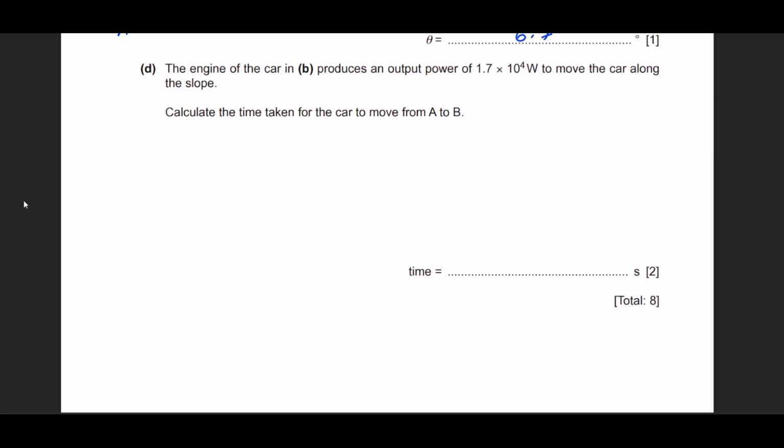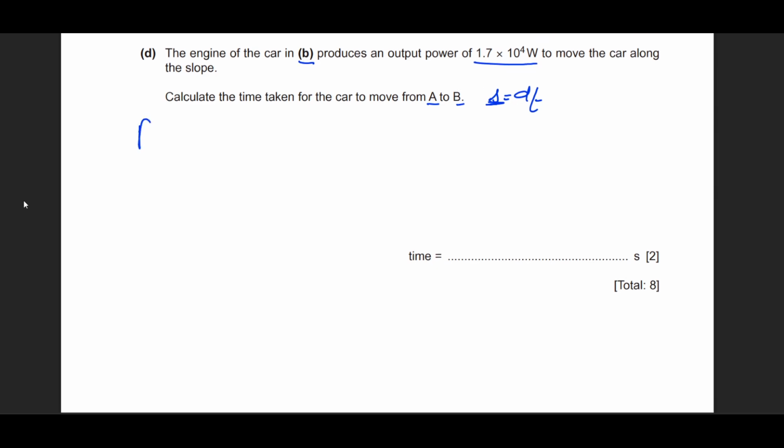Then he says that the engine of the car B produces a power output of this much. Moving the car along, calculate the time taken to move from A to B. To calculate time, we need the formula speed equals distance over time, right? But we need speed over here. So how do we calculate speed from power? Power is equal to force into velocity. And how do we understand this formula? We say that if this is moving at a constant speed, then to maintain this constant speed against a resistive force of F, the engine must provide this much amount of power to do that.